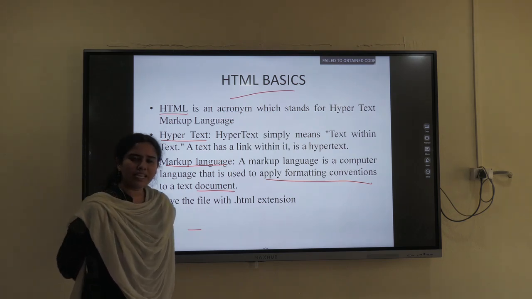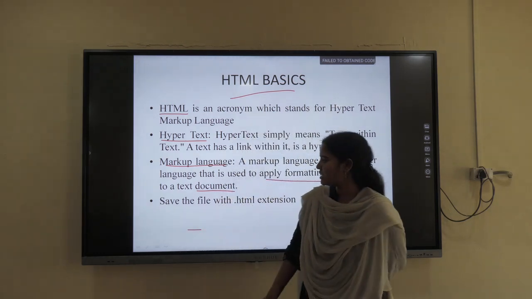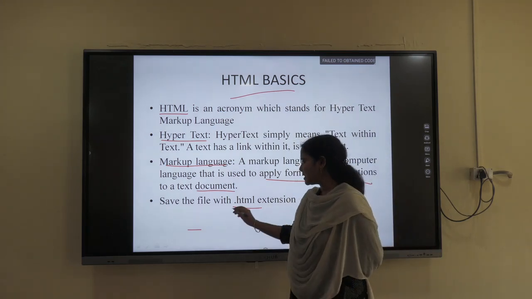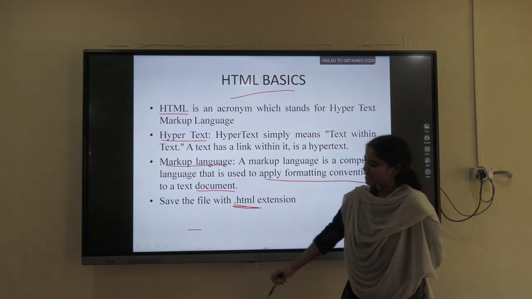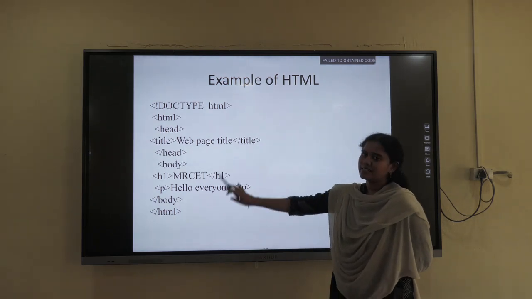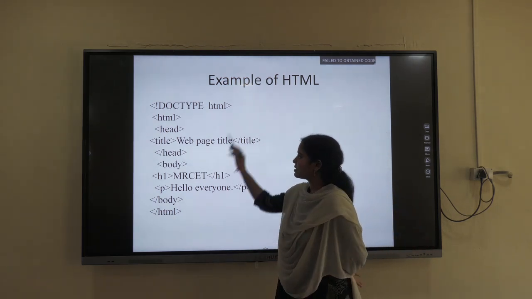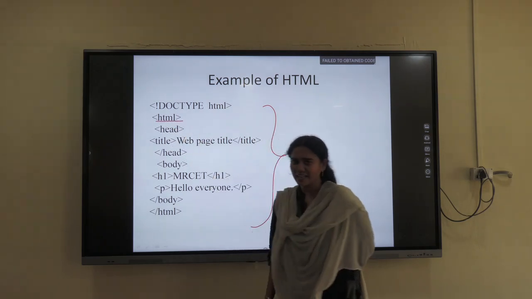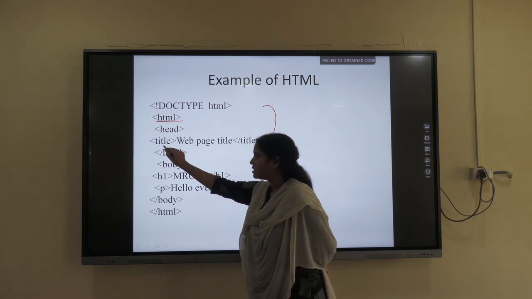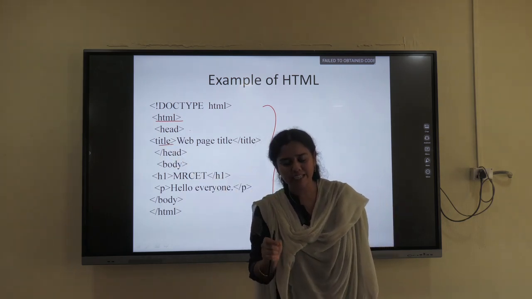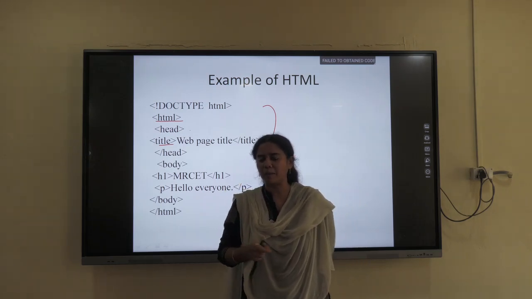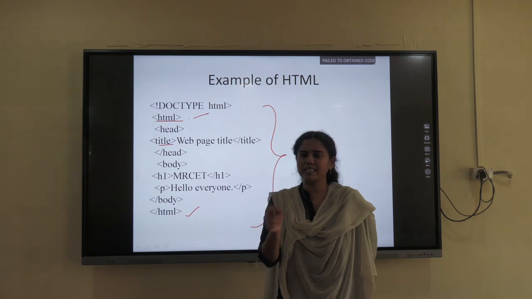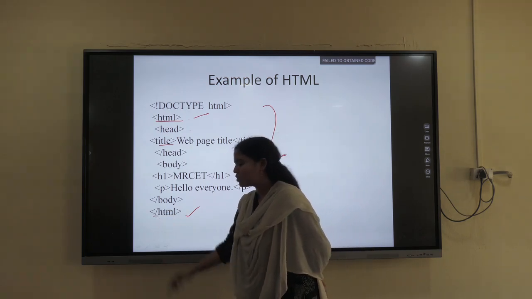Basically all HTML documents will be saved with the extension .html. The general structure of your HTML looks something like this, where your first tag starts with the HTML tag, the second one is head, and the third one is the title. Whenever you write a basic HTML program, it has starting and ending tags. All HTML tags end with forward slashes.